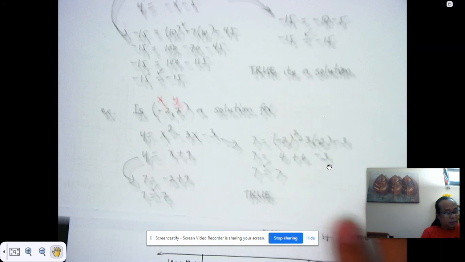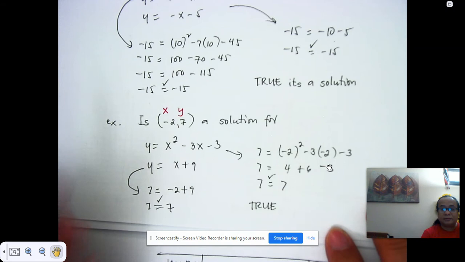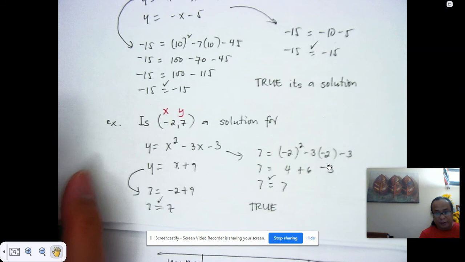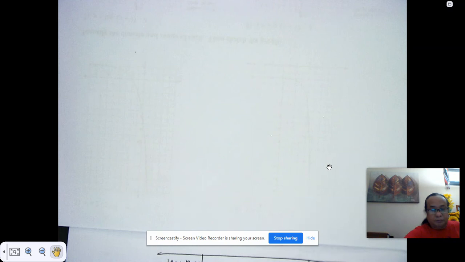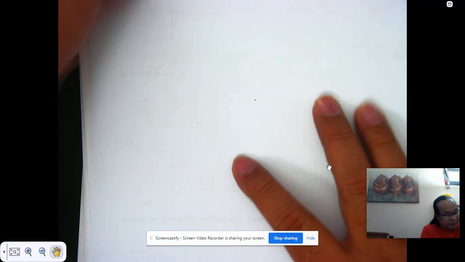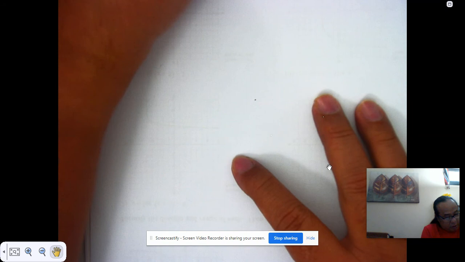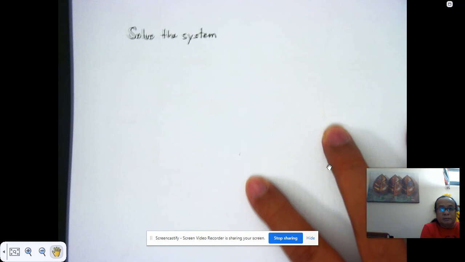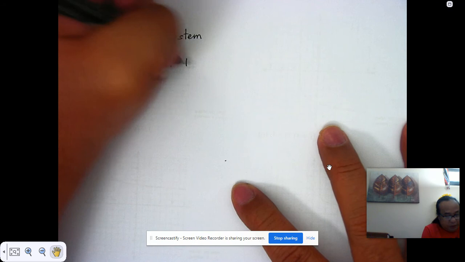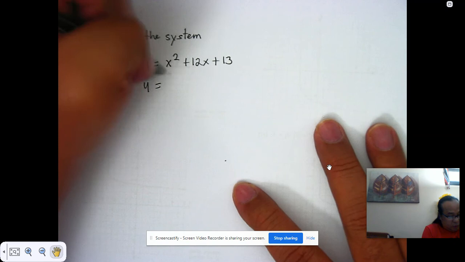Now, this was just giving you the solution already, and you just had to check. What we're going to do now is solve a system algebraically. Let's have another paper. Say, for example, solve the system y = x^2 + 12x + 13 and y = 3x + 5.